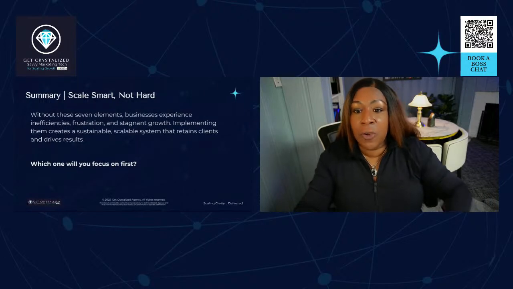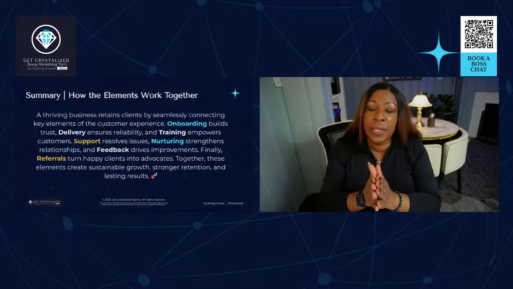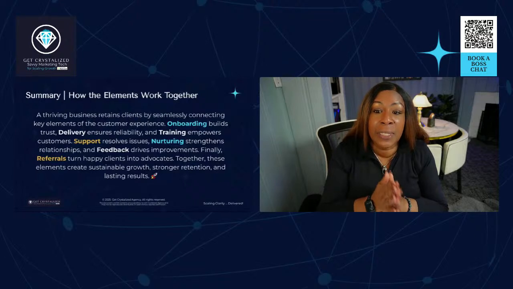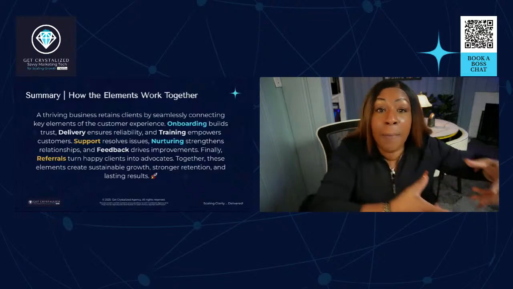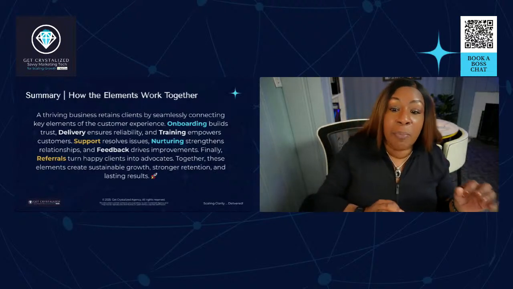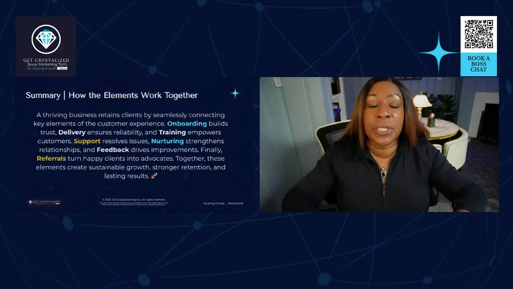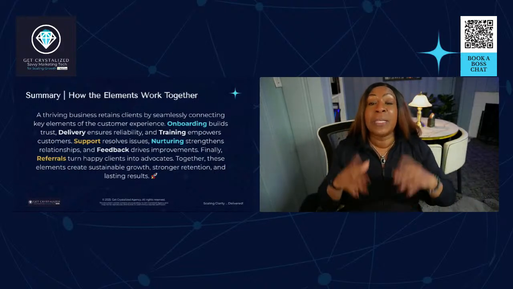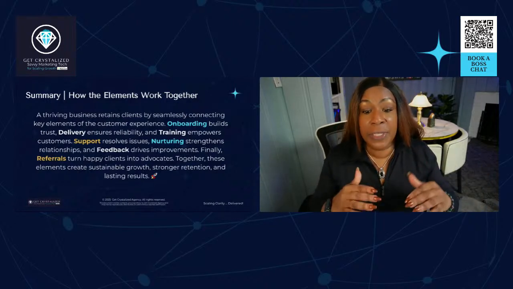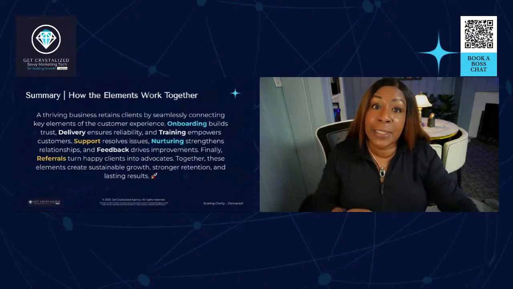Okay. So finally, let's talk about how everything works together. I'm just going to read this. A thriving business retains clients by seamlessly connecting key elements of the customer experience. Onboarding builds trust. Delivering ensures reliability. Training empowers customers. Support resolves issues. Nurturing strengthens the relationship. Feedback drives improvements. And finally, referrals turn happy customers into advocates. Together, these elements create sustainable growth, stronger retention, and lasting results.